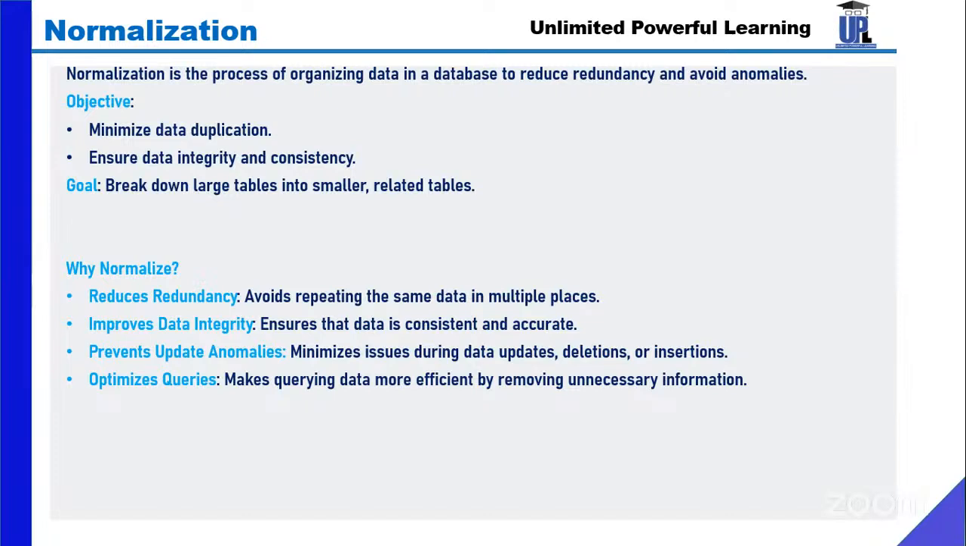So why normalization? It reduces the redundancy. What does redundancy mean? Repetition of the same data in multiple places. That is the one solution we have. Another one is that it improves data integrity: consistent, accurate. If you do a transaction 10 times, or join the table 10 times, there won't be any misplacement of data. To ensure that, we have to verify with the normalization process.